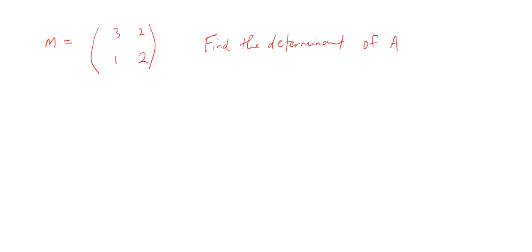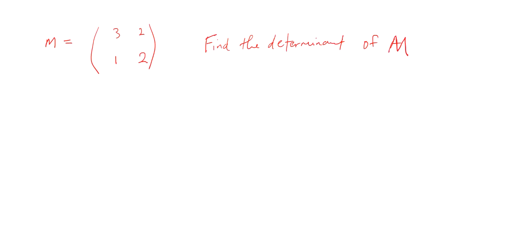Right now, let's look at a matrix. Let's call it M, and let's say the matrix is 3, 2, 1, 2, right? And I come and I ask you to find the determinant of the matrix. So I say find the determinant of M. Right, so we want to find the determinant of the matrix M.